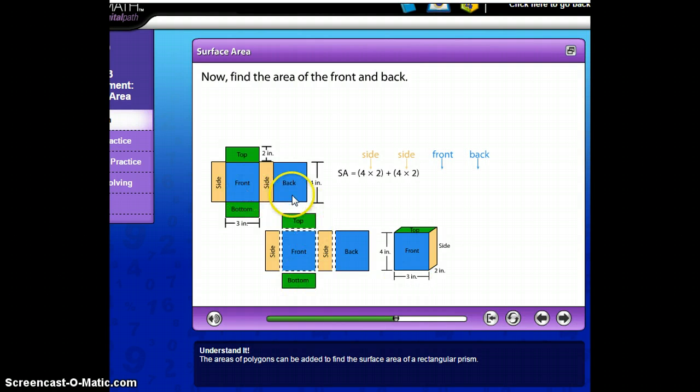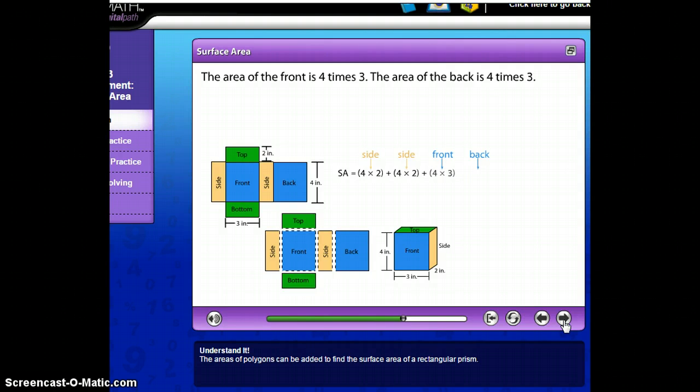The blue is labeled front and back. Well, I know that this side is 4. It tells me, what about this side right here? What is this measurement? It doesn't tell me, so I have to look. Oh, it doesn't tell me here either. But I can see that this is the same length as this, which is 3 inches. So that means this line must be 3 inches, which also must mean that this line is 3 inches. So this will be 3 times 4. We do it 2 times because there's a front and the back.